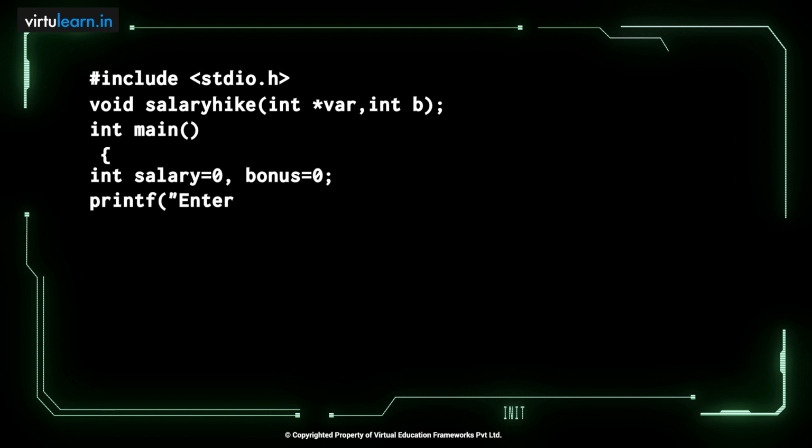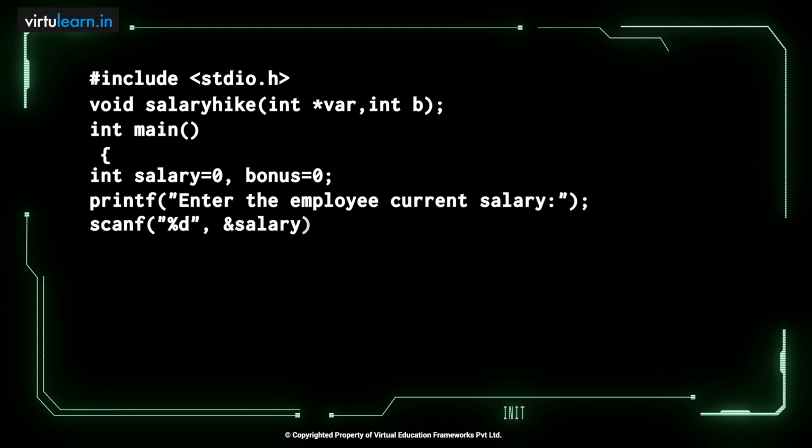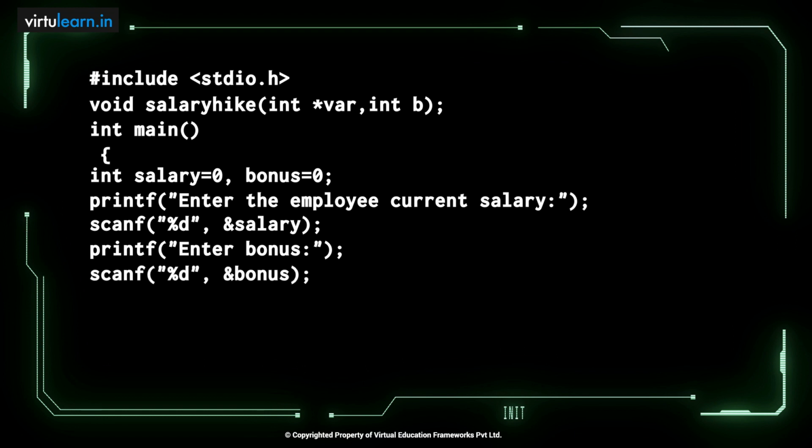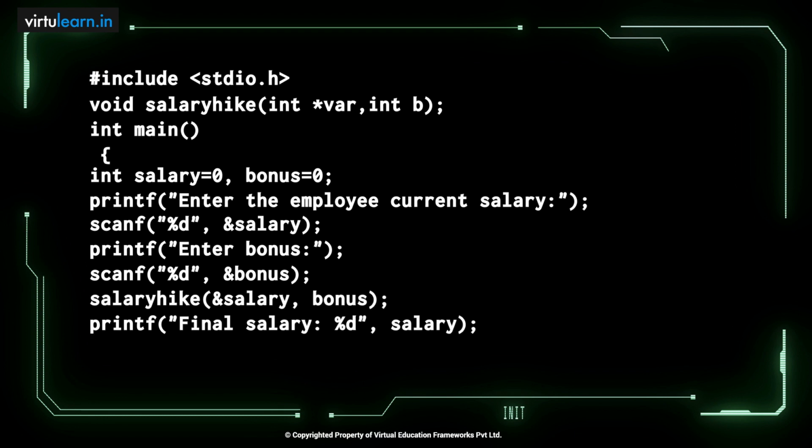Next, printf, enter the employee current salary, which I am storing in salary using scanf. Scanf %d, comma, address of salary. Printf, enter the bonus. Scanf, now I am reading the bonus as %d, comma, address of bonus. Next, salary_hike of address of salary.